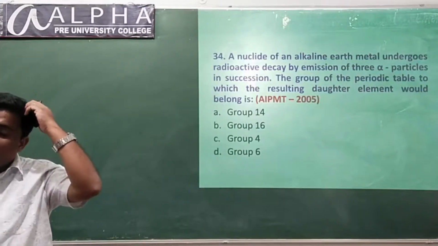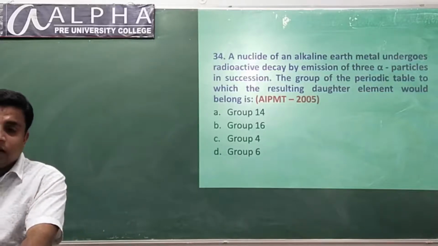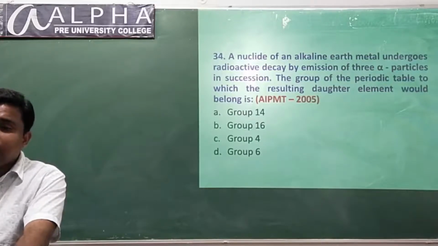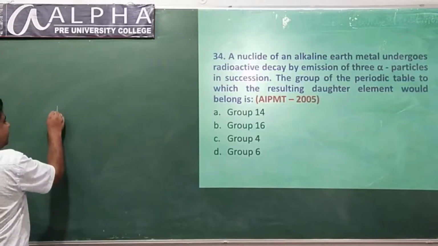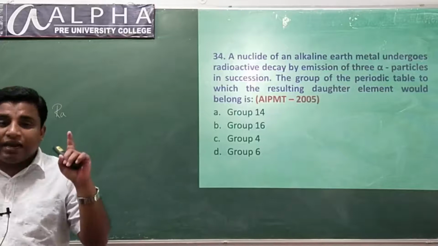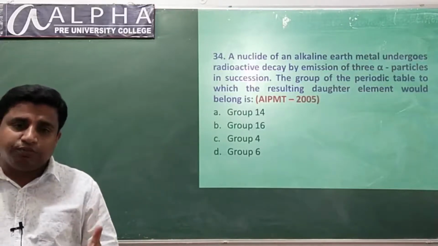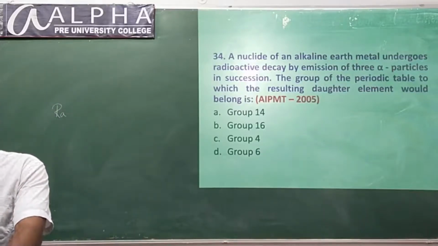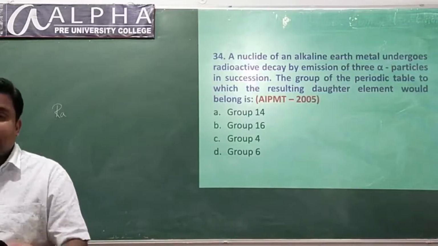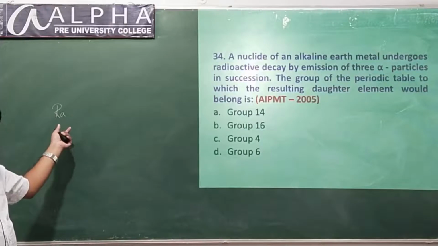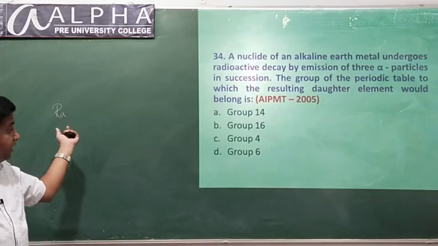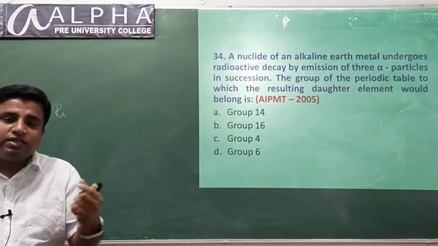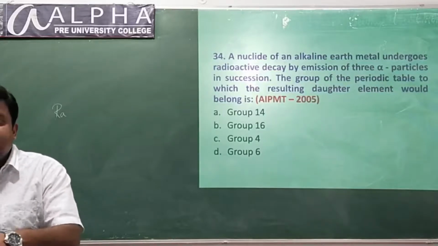A nuclide of alkaline earth metal undergoes radioactive decay. Which is the alkaline earth metal which is radioactive in nature? It is nothing but radium, isn't it? The alkali metal which is radioactive in nature is francium. The alkaline earth metal which is radioactive in nature is radium. So this radium will undergo decay and emit 3 alpha particles. After emitting 3 alpha particles, which is the resultant daughter element?